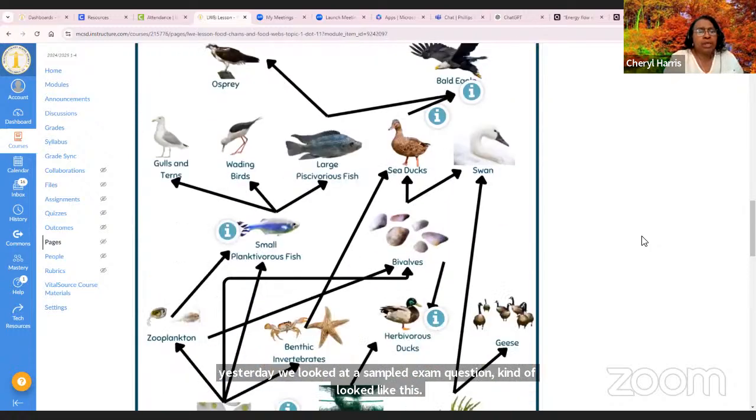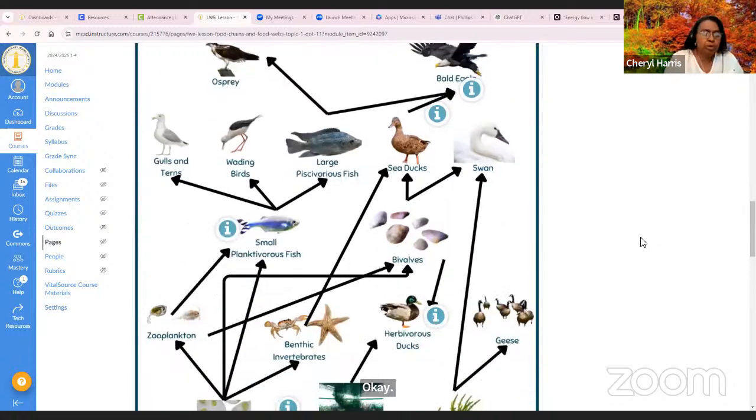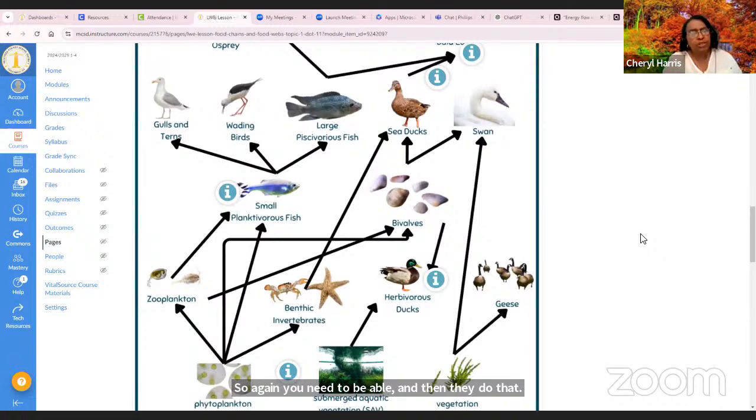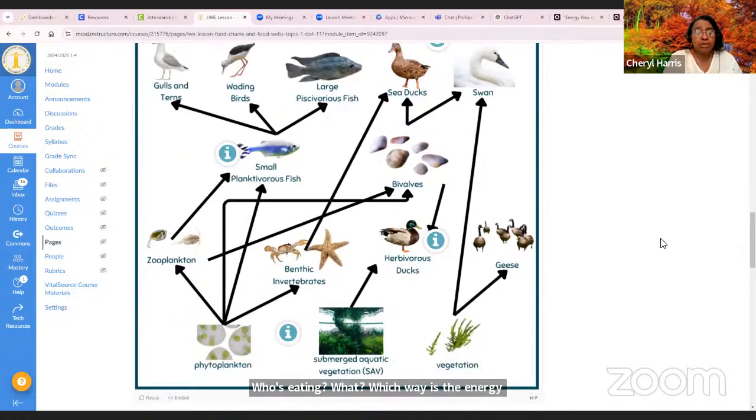All right. So again, you need to be able to do that. They give you a picture like this, and the whole question is based on, can you translate who's eating what? Which way is the energy flowing? So you need to be familiar with, for example, that phytoplankton are the plants, or considered the producers in this type of system, and that zooplankton are the microscopic organisms and they're going to feed on the phytoplankton.